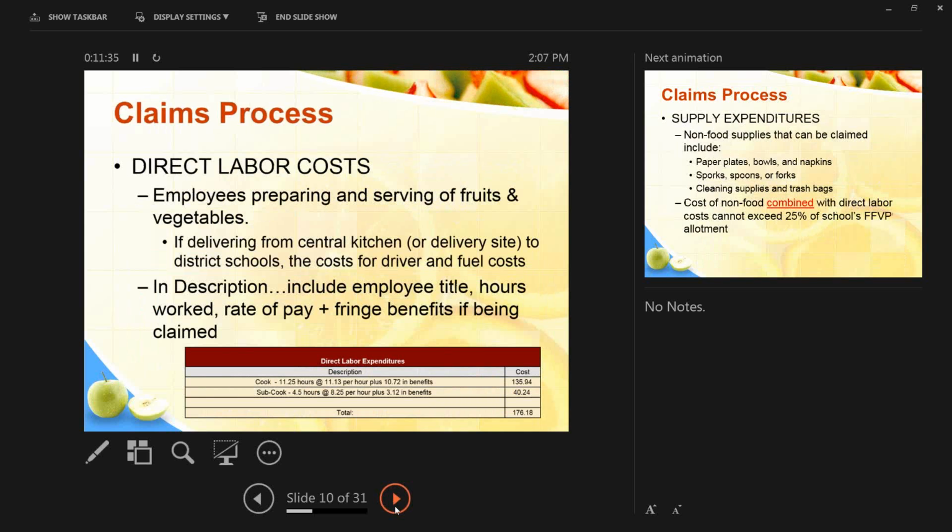The next section of the claim is going to ask you about direct labor costs. So these are employees preparing and serving the fruits and vegetables. And if you're delivering from the central kitchen, you can also include the costs for driver or fuel costs. So in the description, you'll need to include the employee title, the hours worked, rate of pay plus fringe, if those are being claimed.